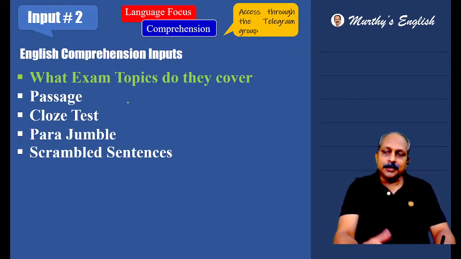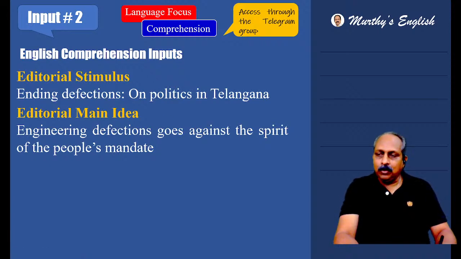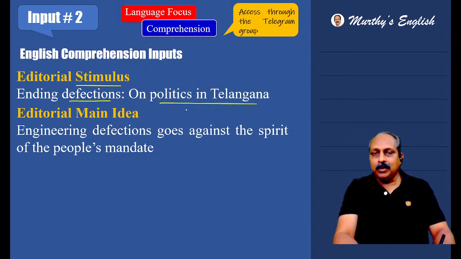Now let us go to the actual source, defections. Where does it help? Passage, close test, parajumble, scrambled sentences. I will also read, you also read simultaneously. What is a stimulus? Ending defections on politics in Telangana. This is based on a recent event where a particular MLA of BRS party shifted to Congress party. Based on that, that is a stimulus. This article has been written.